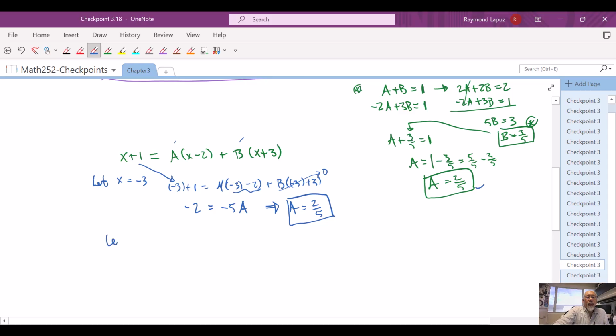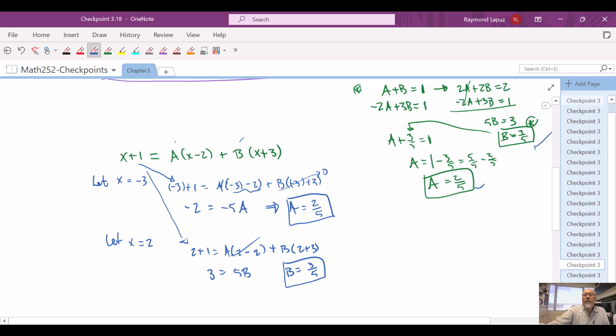And we can also let x equal +2, and in that case 2 plus 1 is equal to a, and then 2 minus 2. That would be 0, which means a will disappear. And then we have b, and then 2 plus 3. So we have 3 is equal to 0 plus 5b, and so b is equal to 3/5. Okay, and that's what we got before.